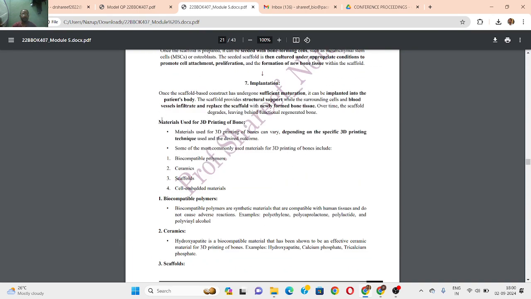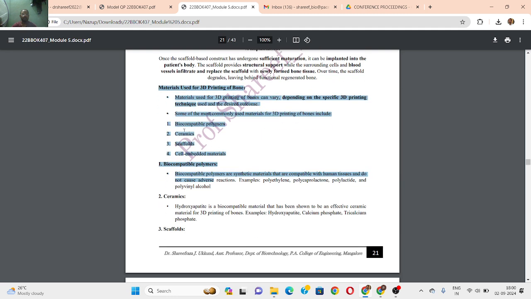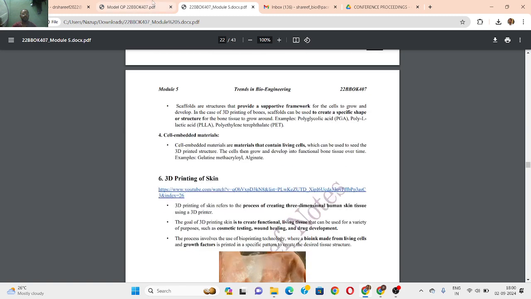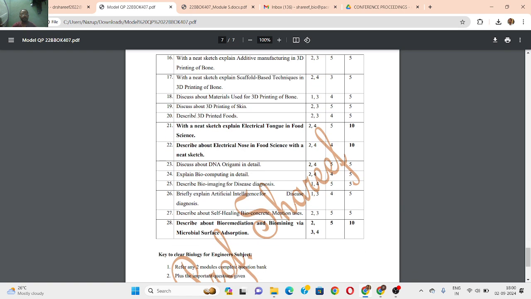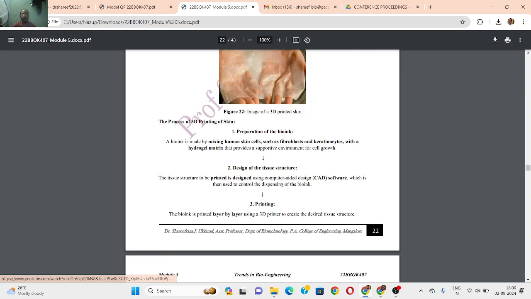See here, from here you should start. We are having an introduction that carries 1 mark. 4 different materials are there: biocompatible polymers, ceramics, scaffolds, and cell-embedded materials, carrying 1 mark each. So 5 marks done. Next, we are having 3D printing of skin, which carries 5 marks.